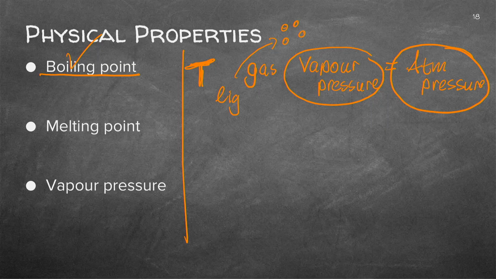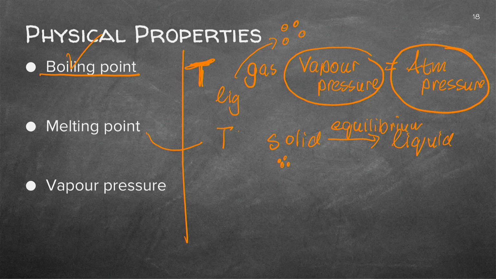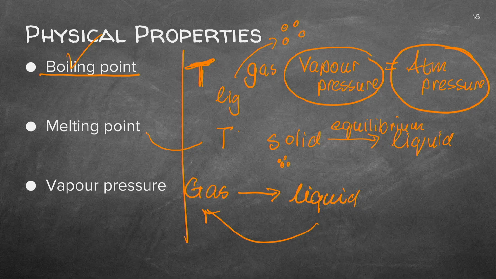The melting point, it's easy. It is the temperature where a solid, you remember, it's solid there, turns into a liquid, the temperature where they are in equilibrium, which we've done in the chapter on equilibrium. And then finally, the vapor pressure is the pressure of the gas, that you find when a liquid goes to a gas.